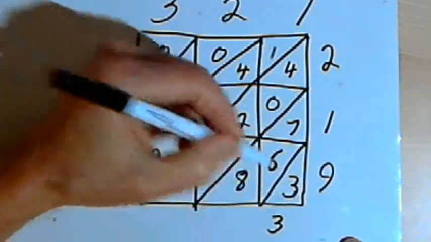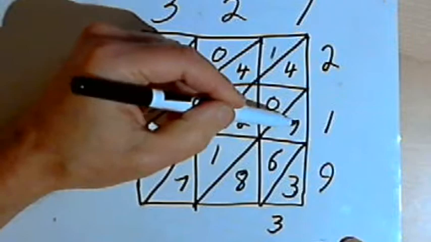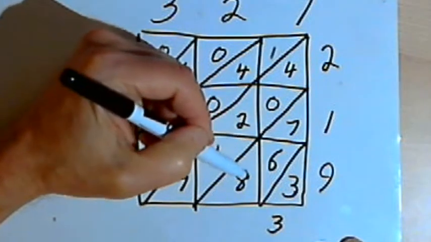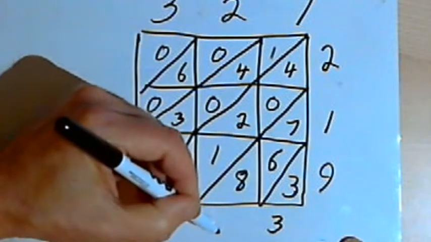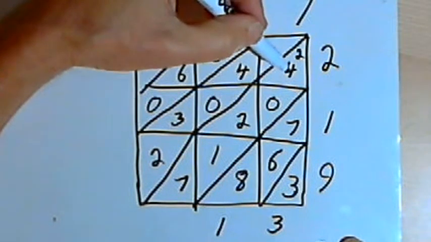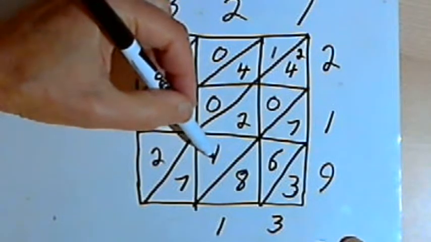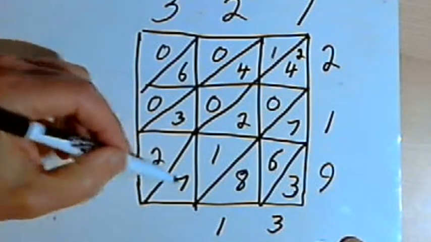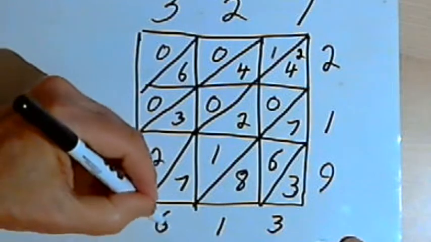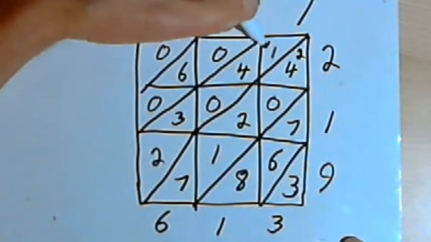So the first diagonal is just a 3. Second diagonal has a 7 and a 6 and an 8. 7 plus 6 is 13. Plus 8 is 21. I'll write the 1, carry the 2. Now I've got a 2 plus a 4 is 6. Plus 2 more is 8. Plus 1 more is 9. Plus 7 more is 16. So I'll write the 6, carry the 1 into the next diagonal.